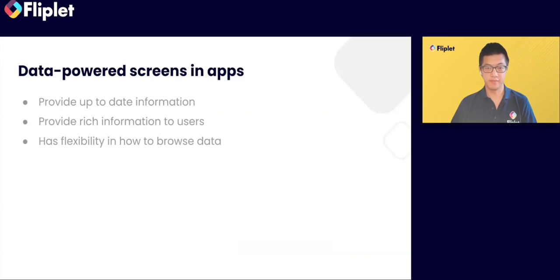This makes a lot of sense because data-powered screens provide users with information that is up to date. They provide rich information to users and usually have a certain flexibility in how users can find the data they need.